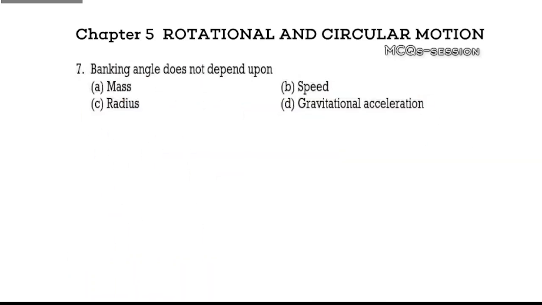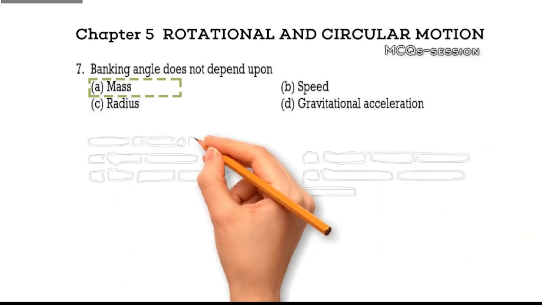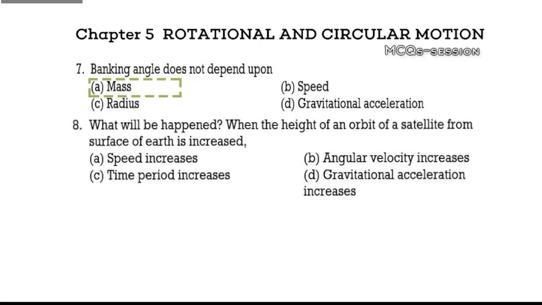Question 7. The banking angle of a road does not depend on A. Mass, B. Speed, C. Radius, D. Gravitational acceleration. Pause the video and think. The answer is A. Mass. Banking angle depends on speed, radius, and gravitational acceleration, but not on the mass of the object moving along the path.